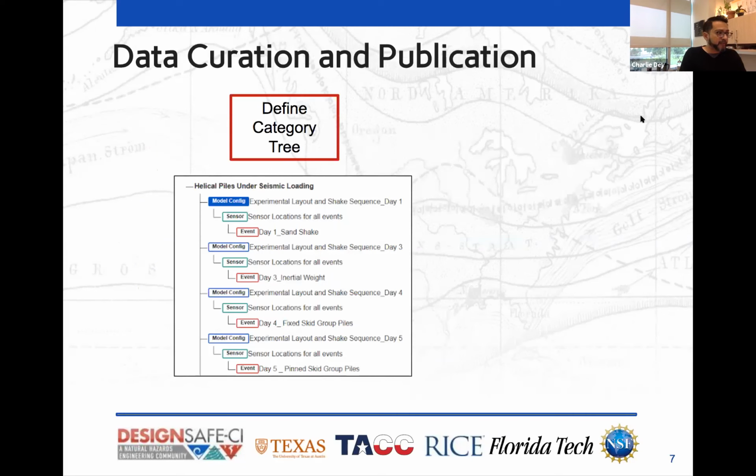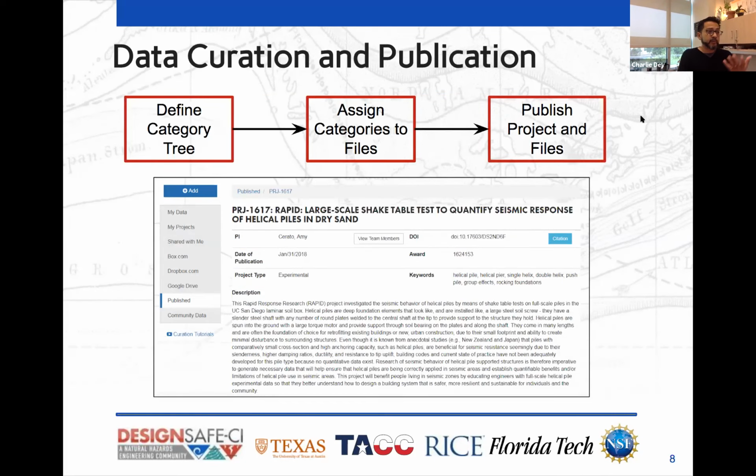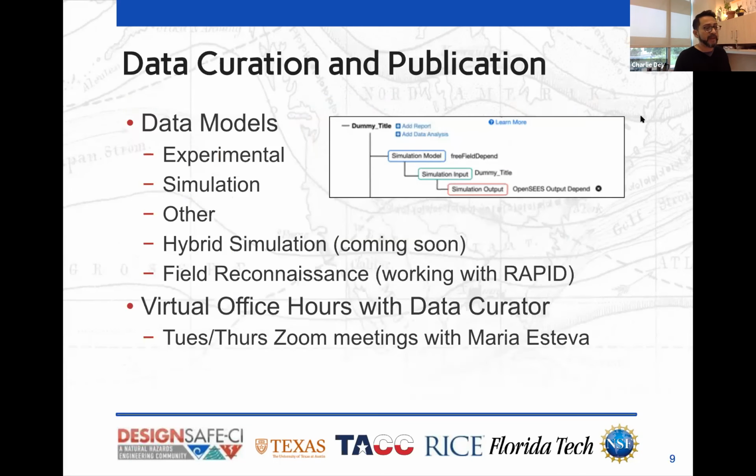It's actually a really simple process. You define your category tree of how you want your data to be laid out. Then you assign the categories to different data files that you have sitting inside the Data Depot. And then it's a question of publishing the project and publishing the files by just saying, hey, I'm ready to publish. And once it gets published, a DOI gets assigned to that data set and to that project, and then other people may cite that data set. All right.